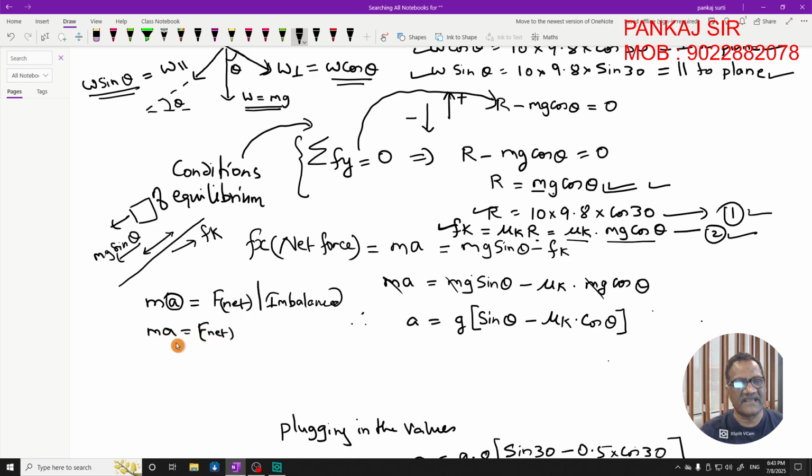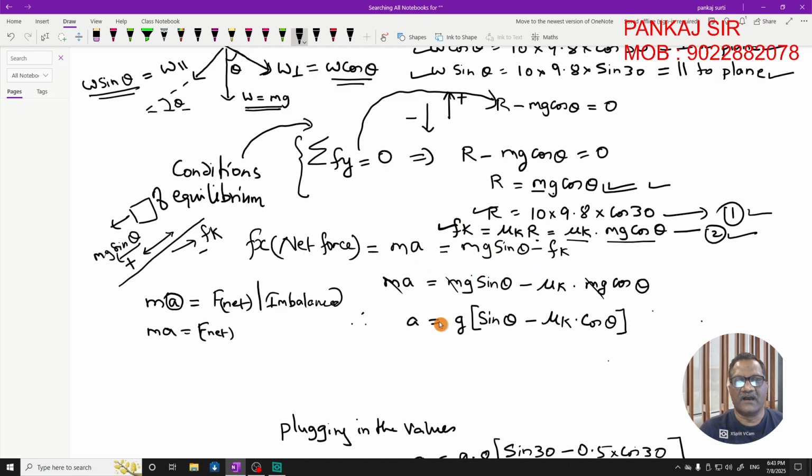Now what is this F net? F net is the net force in the parallel direction, parallel to the inclined plane. In the parallel direction, you have two forces. One is Fk. Now this Fk is going to the right, so you will have to take that as negative. And this mg sine theta is going to the left, so you will have to take that as positive.